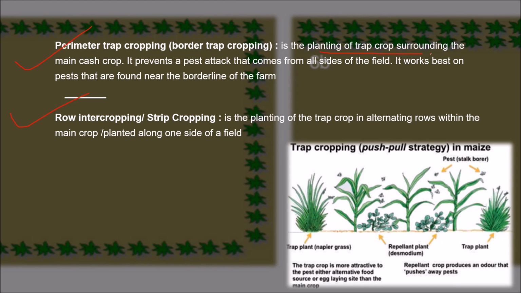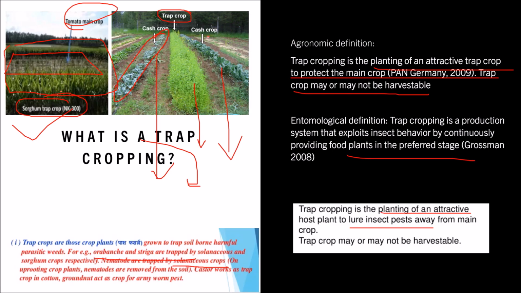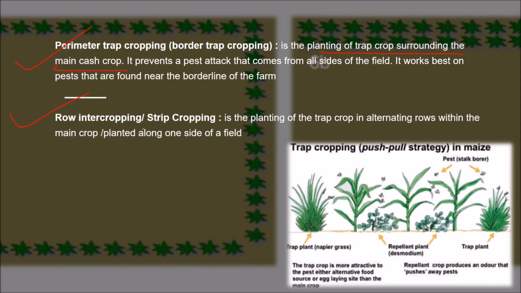In this case, planting of a trap crop is surrounded by the main cash crop. It prevents a pest attack that comes from all the sides of the field, and it is best, as shown in the example here. Row intercropping, if we say, it is also called strip cropping. In this case, we are alternately planting the different rows along with that.